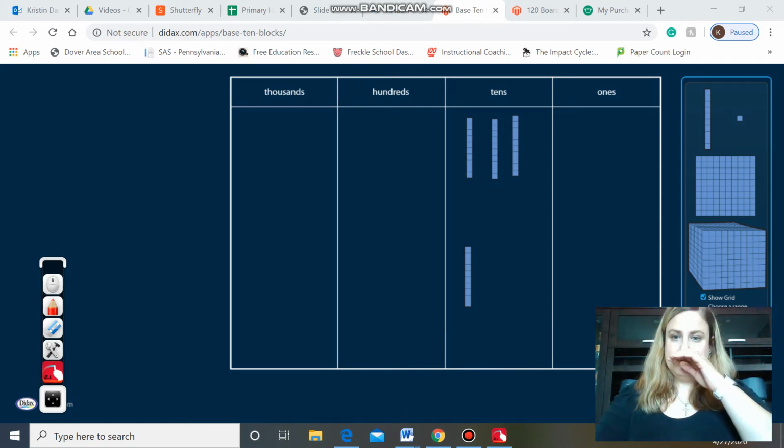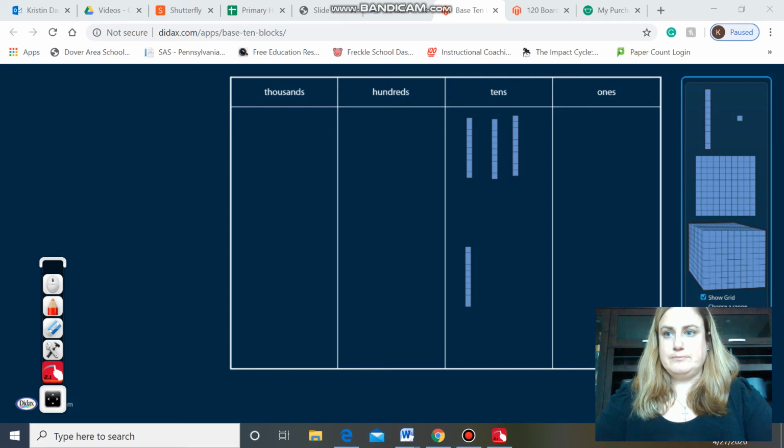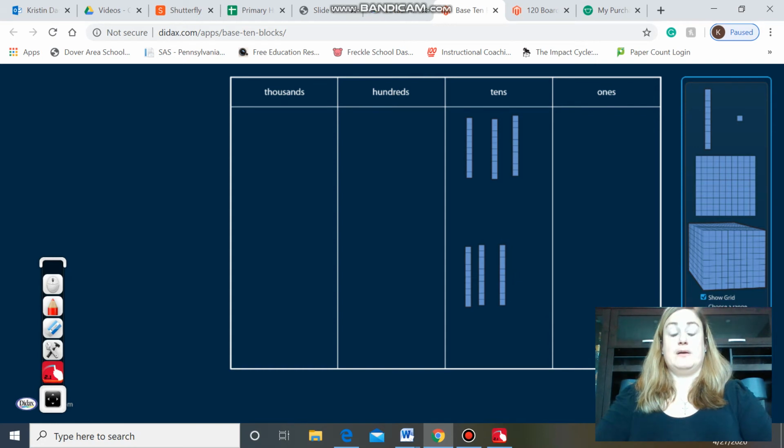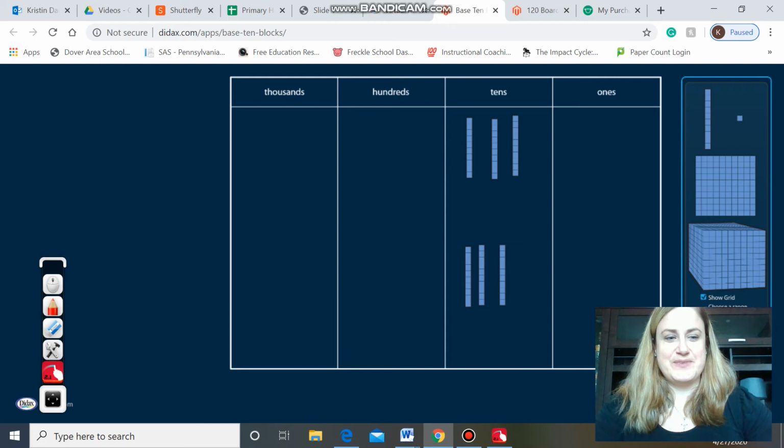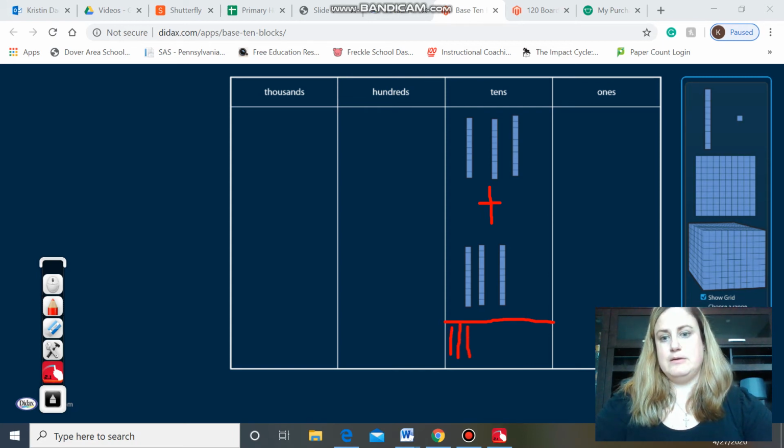I could do the same thing if I add a couple more. Excuse me. So I'm going to add 3 tens plus 3 more tens. And if I count by tens, I have 10, 20, 30, 40, 50, 60. So I have 6 tens, which equals the number 60.